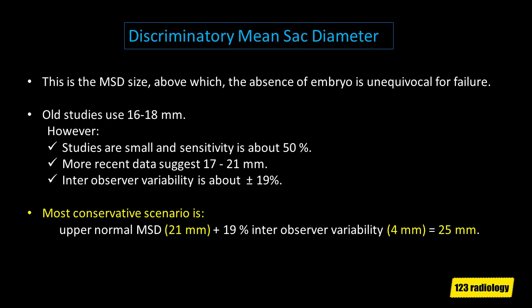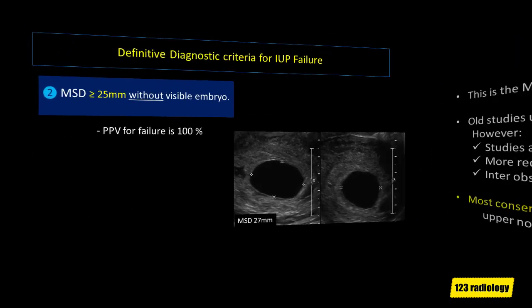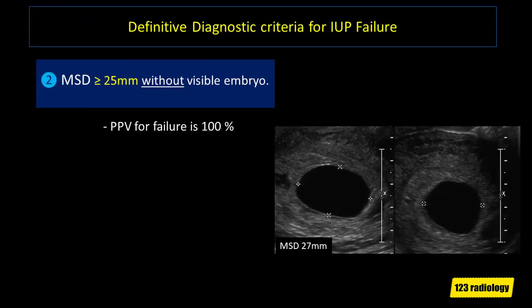So, the most conservative scenario is, the upper normal mean sac diameter is 21 millimeters, plus 4 millimeters, which is the 19% inter-observer variability. The sum will be 25 millimeters. So that is how we came up with the second definitive criterion for pregnancy failure, which is a mean sac diameter of 25 millimeters or greater, and no visible embryo, with a 100% positive predictive value.